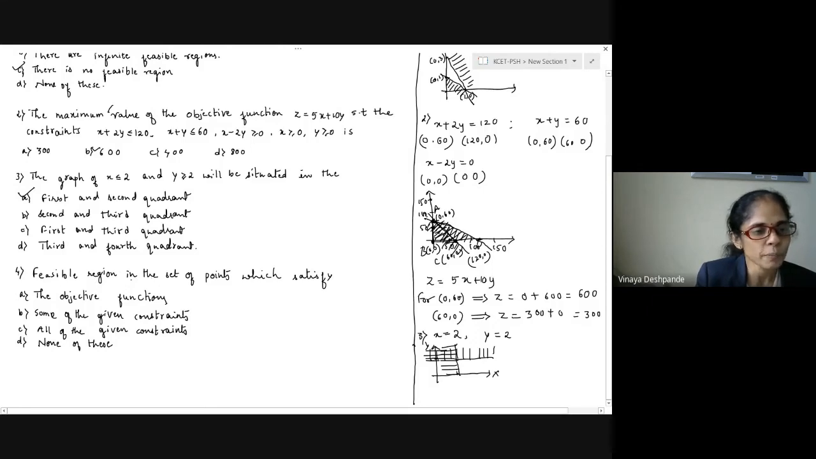Fourth question. Feasible region is the set of points which satisfy: the objective function, some of the given constraints, all of the given constraints, or none of these. See, above we saw two examples we solved. From the two examples, we came to know that the feasible region is the set of points that satisfy all of the given constraints. So the answer is C.